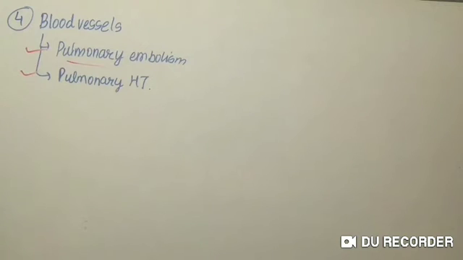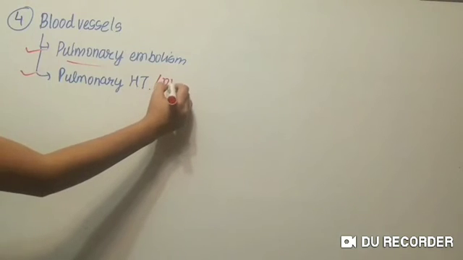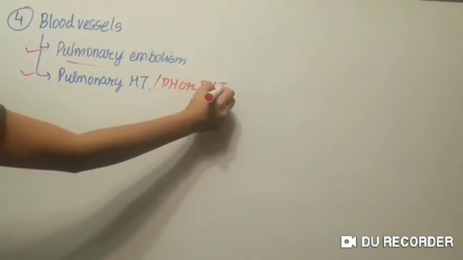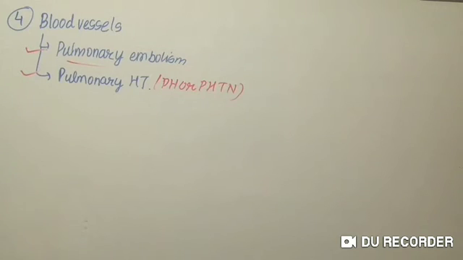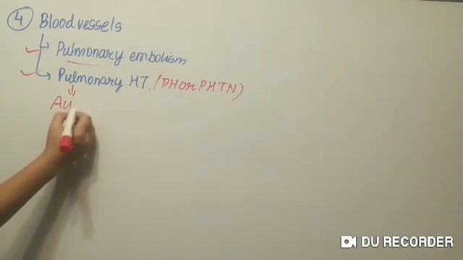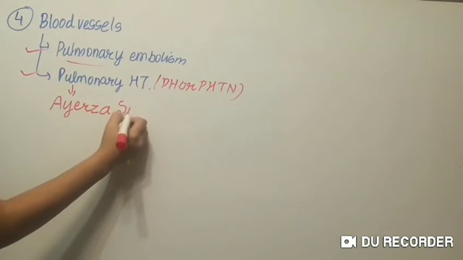Next disease is pulmonary hypertension, PH or PHTN. It is a condition of increased blood pressure within the arteries of the lungs. Symptoms are shortness of breath, syncope, tiredness, chest pain, swelling of the legs and a fast heartbeat, or tachycardia. The condition may make it difficult to exercise.